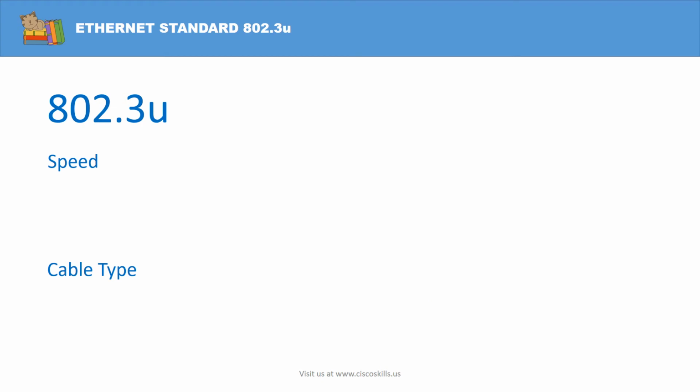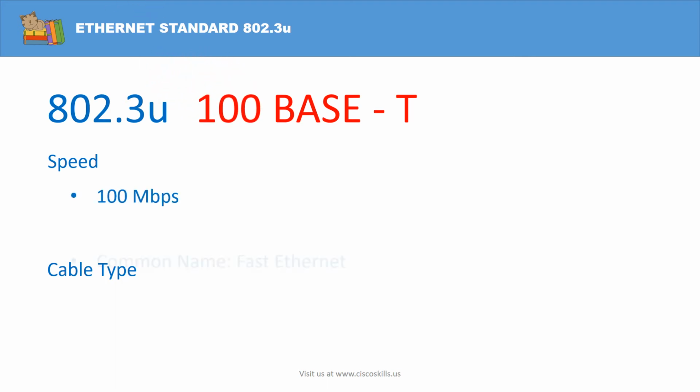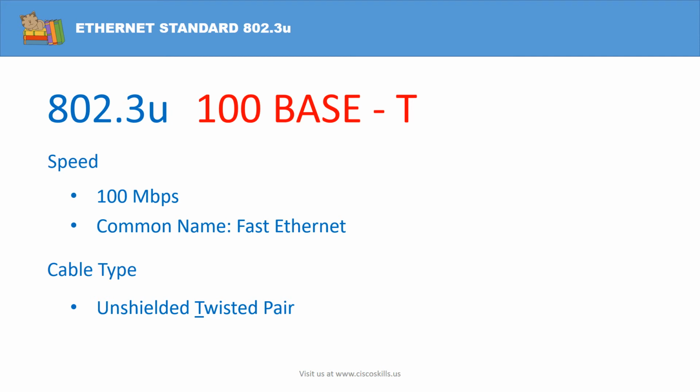The next IEEE Ethernet physical standard is 802.3u. It has the informal name 100BASE-T. From the informal name, we can easily figure out that the speed is 100 megabits per second. Therefore, it has the common name Fast Ethernet. This standard uses the cable type unshielded twisted pair. Therefore, it has the same maximum length of 100 meters or 300 feet.